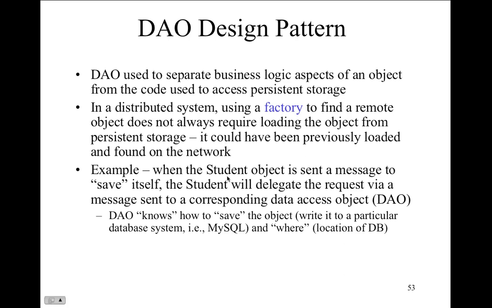Here's an example. When a student object is sent a message to save itself, the student will delegate a request via a message sent to the corresponding data access object to perform the saving. So it knows to save the object right to a particular database system. Maybe we have multiple databases that are being used. Very typical. In fact, we could even have an Oracle system with a MySQL system with another system. Well, the data access object is going to know which object to go to for that particular transaction that's occurring, instead of having the application hard set it.